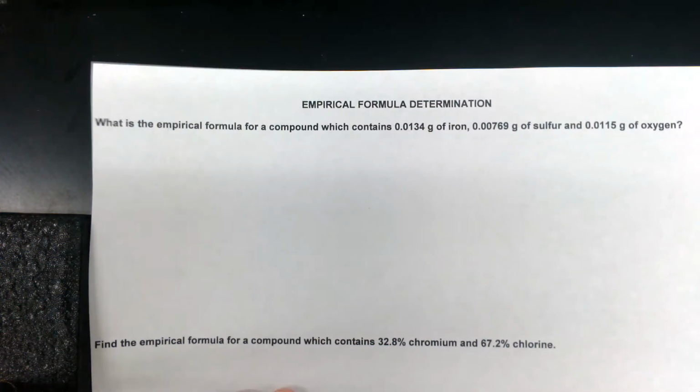Okay, let's see how to determine the empirical formula for a compound when you are given the grams of each element contained in the compound. So this is similar to mass percentage, but we're taking the mass present of each element and using it to determine the empirical formula, which is the simplest ratio of the elements involved in the compound.